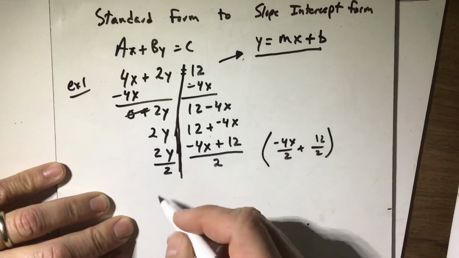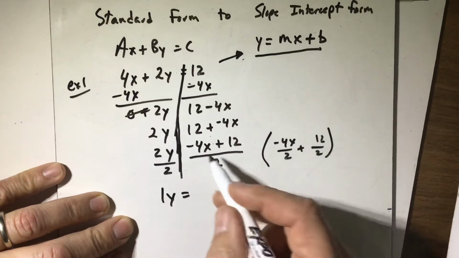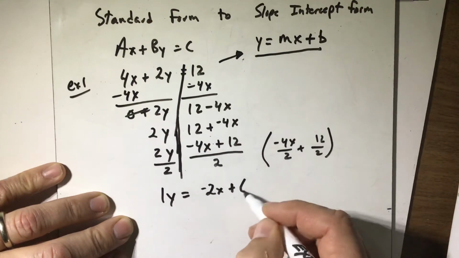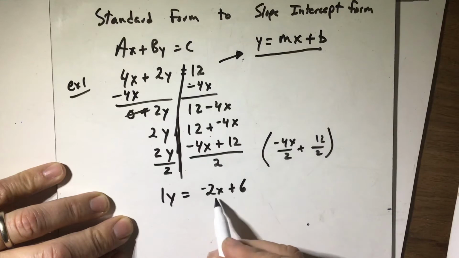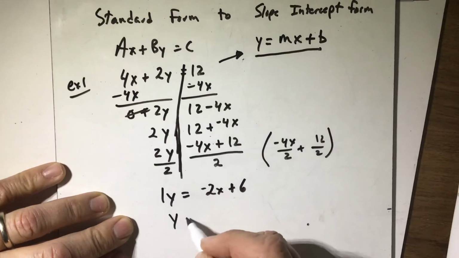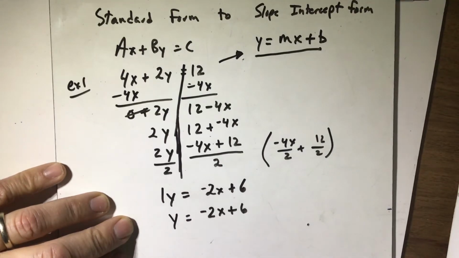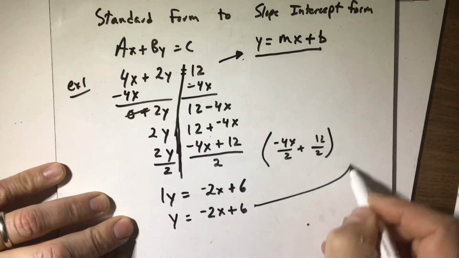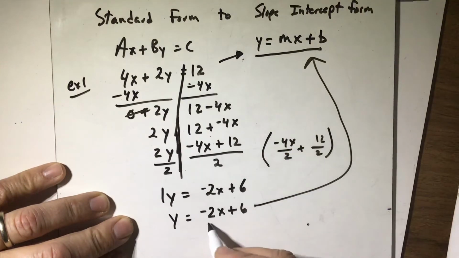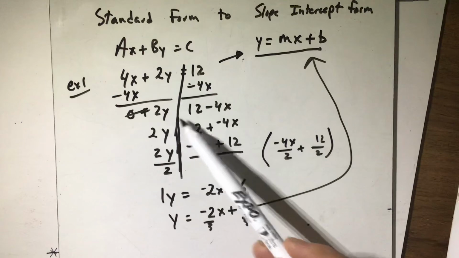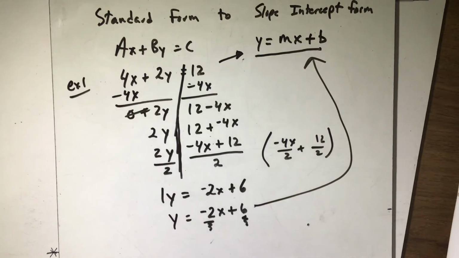2 divided by 2 is 1, so I get 1y equals negative 4x divided by 2, which is negative 2x, plus 12 divided by 2, which is 6. So I get 1y equals negative 2x plus 6. I don't even need that 1, identity property of multiplication. You get y equals negative 2x plus 6. Now it looks like that. I can see the slope right there of negative 2, and the y-intercept is (0, 6). That's ready to graph. To recap, I had standard form and I just manipulated it to get it into slope-intercept form.